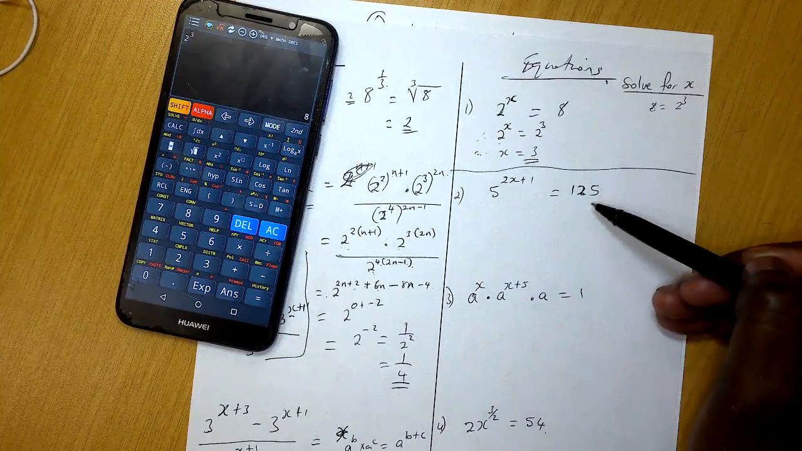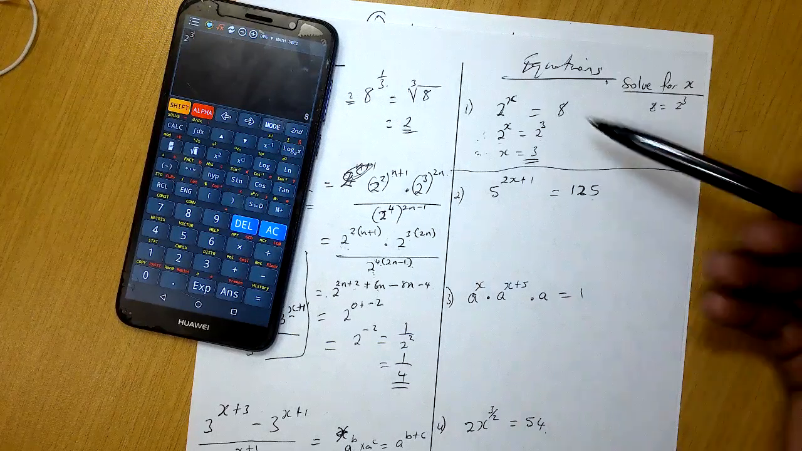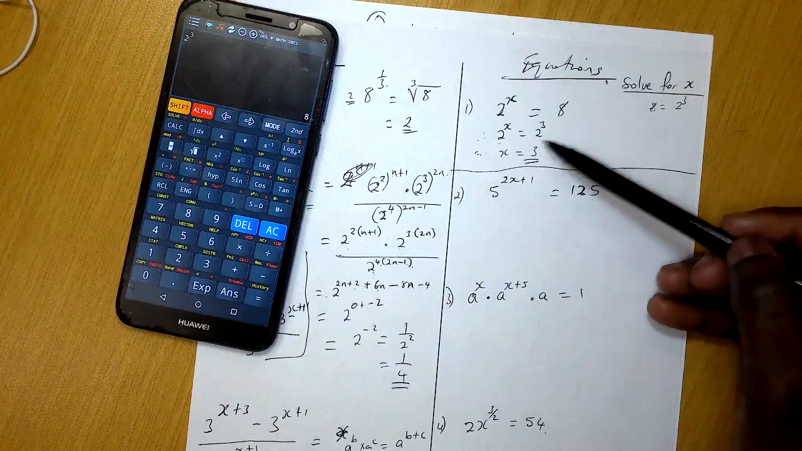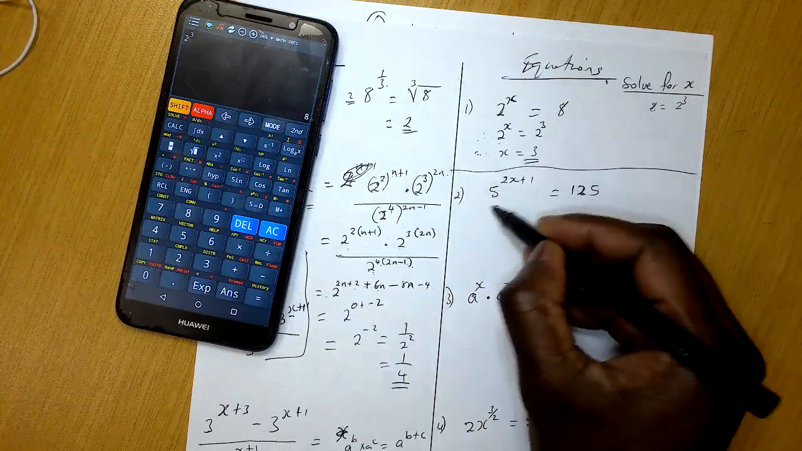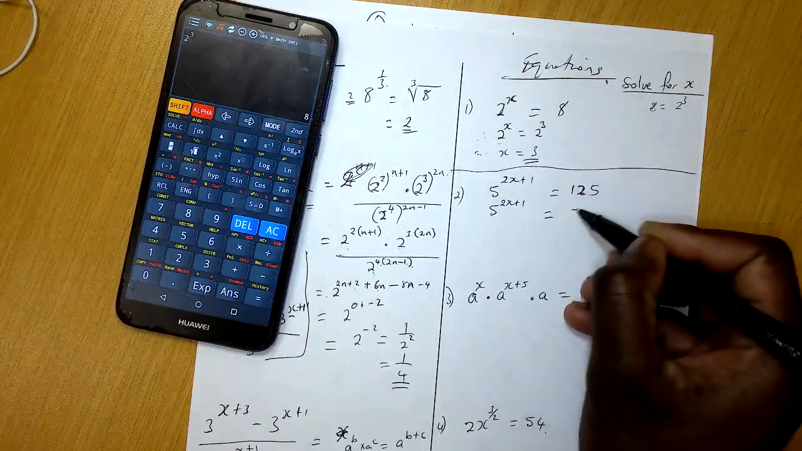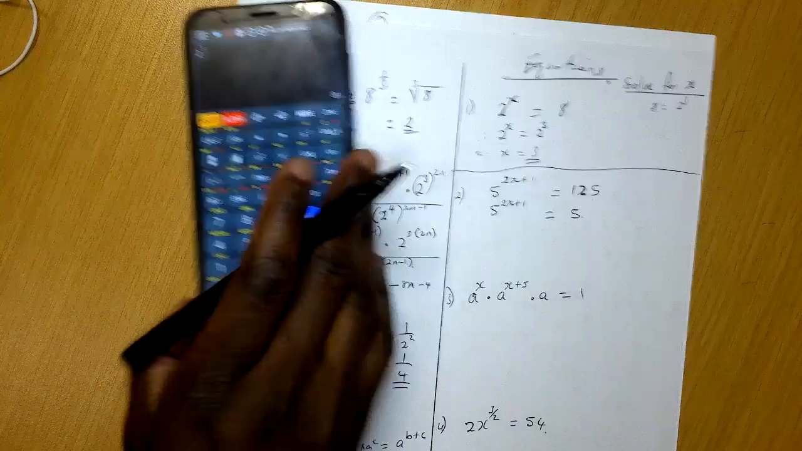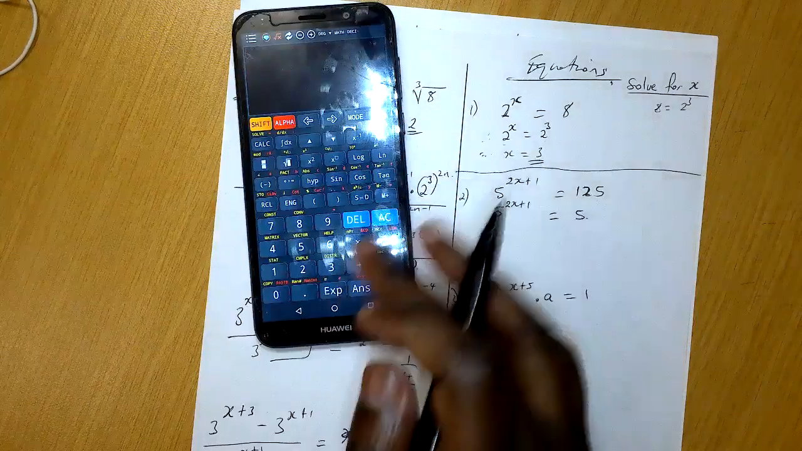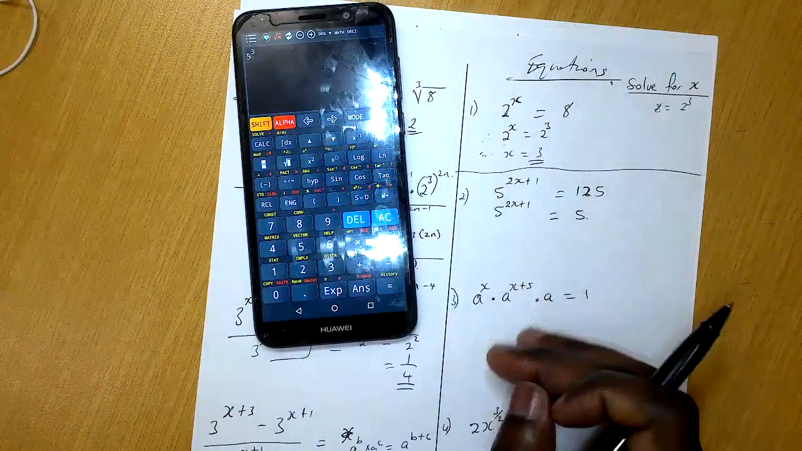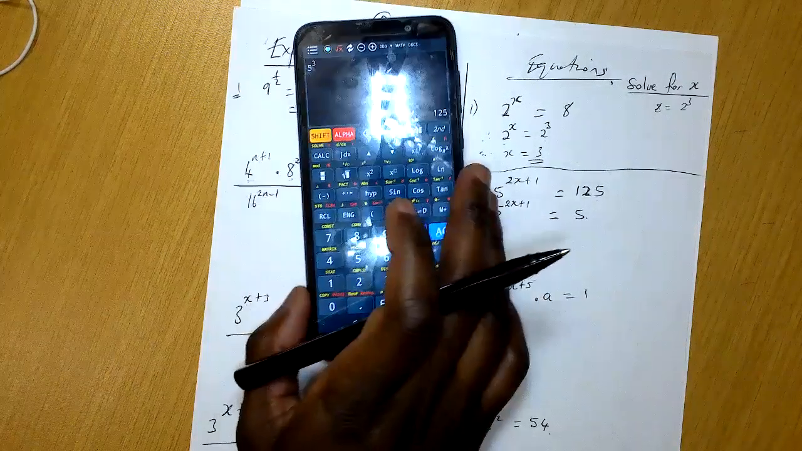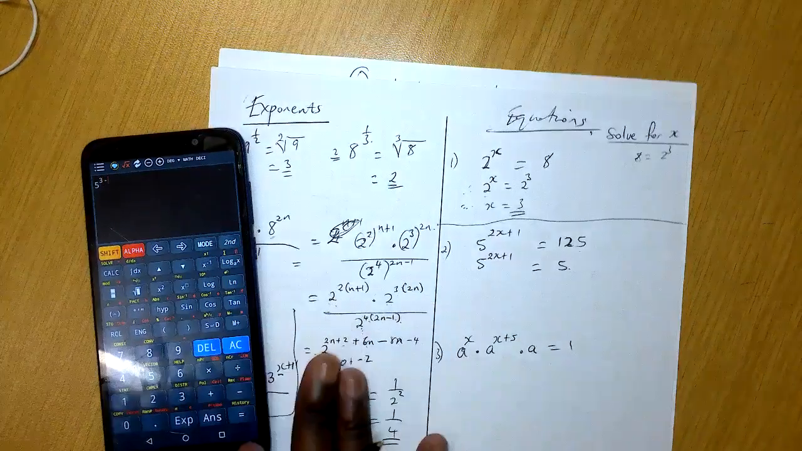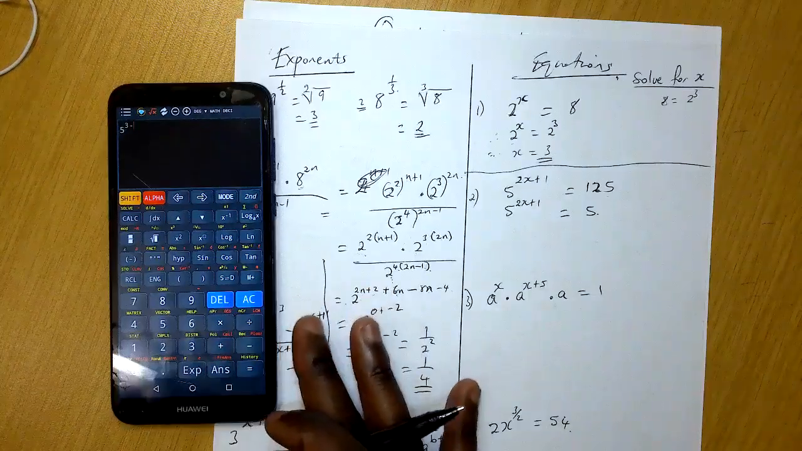Then in this case, you're going to use the same principle. But you must have the same base on both sides. So it's going to be 5 to the power of 2x plus 1 equal to 125. Now 125 is 5 cubed, if I'm not mistaken. 5 to the power of 3 is 125.